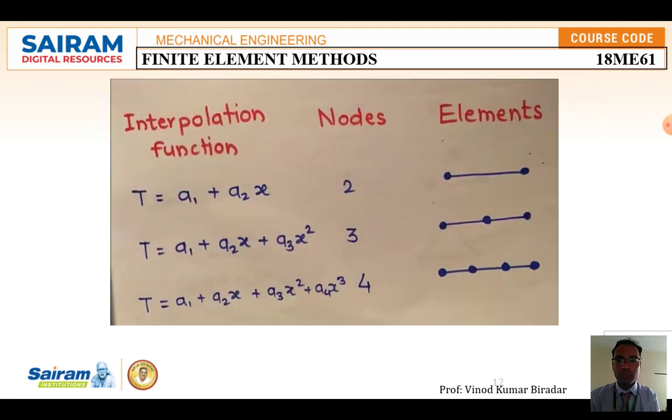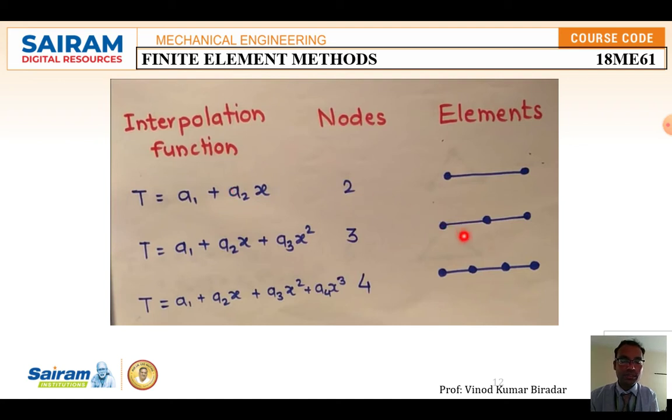Now the interpolation function for simplex, complex and multiplex. This is a simplex element, and only two nodes are present. How many nodes are there? 1 and 2. So here T is equal to a0 plus a1x. Like that you have to write the interpolation function.